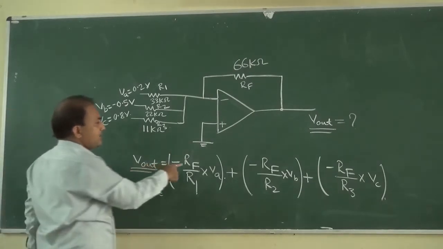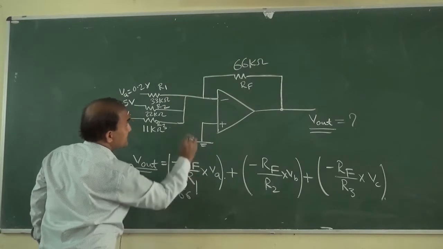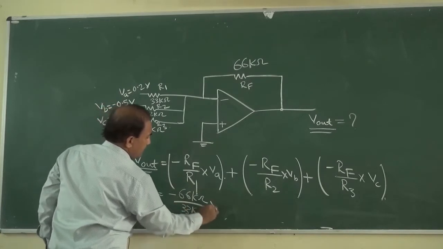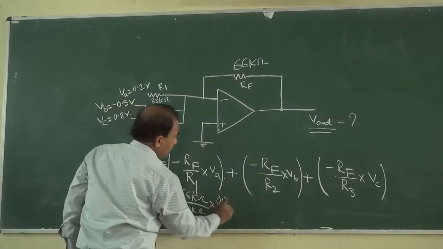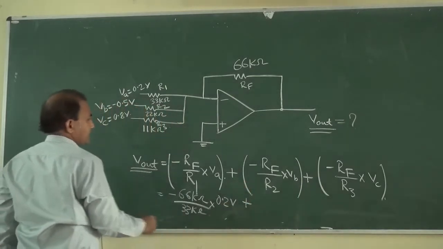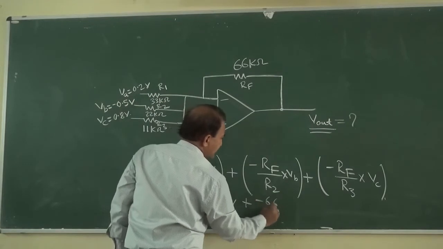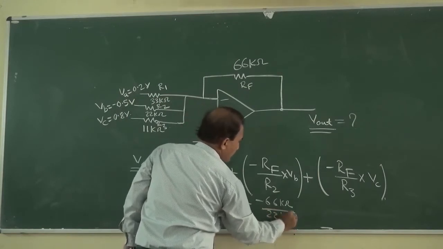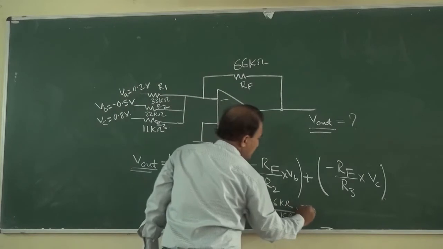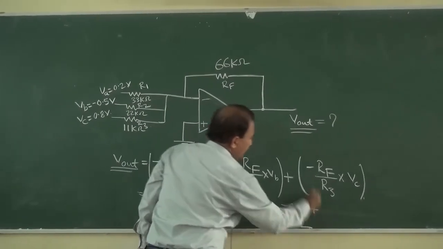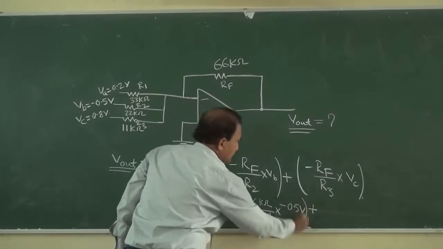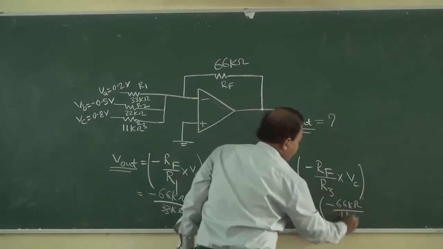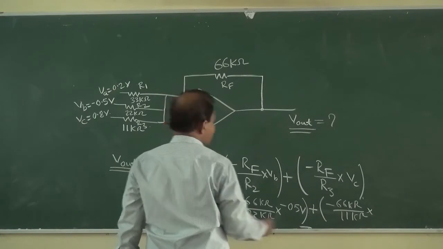So by using the superposition theorem, V out is minus 66 kilo ohm divided by R1 is 33 kilo ohm multiplied with VA is 0.2 volt, then plus again minus 66 kilo ohm divided by R2 is 22 kilo ohm multiplied with VB is minus 0.5 volt, plus minus 66 kilo ohm divided by 11 kilo ohm multiplied with VC is 0.8 volt.